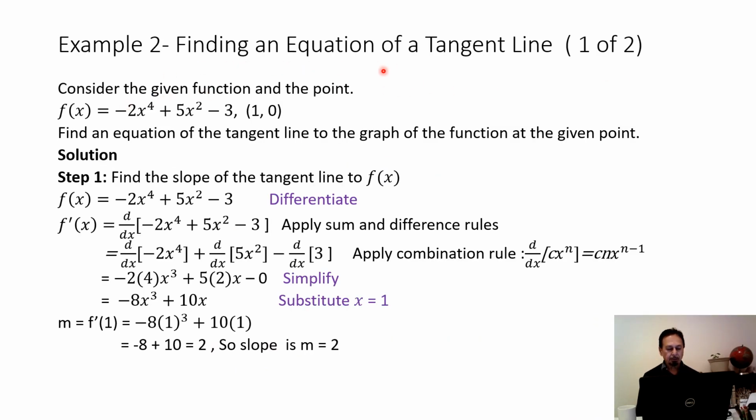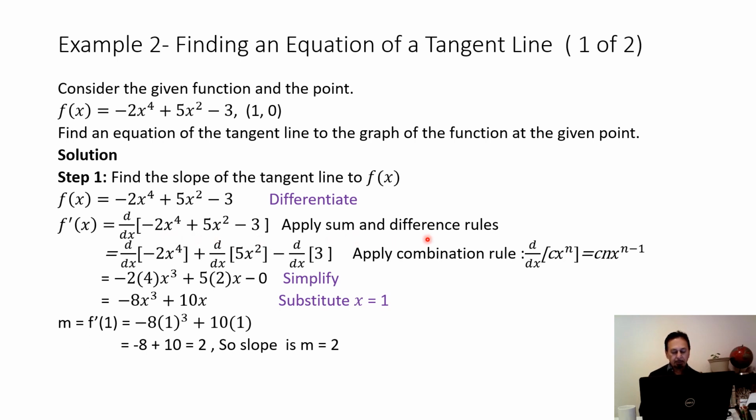Let's find an equation of a tangent line. Let's consider the function f of x equals minus 2x to the 4th plus 5x squared minus 3, and the point on the curve is (1, 0). Let's find the equation of the tangent line to the graph of the function at this given point. Step 1: first find the slope of the tangent line to f of x. Let's start with f of x equals minus 2x to the 4th plus 5x squared minus 3. Let's differentiate. So this becomes f prime x equals d over dx of minus 2x to the 4th plus 5x squared minus 3.